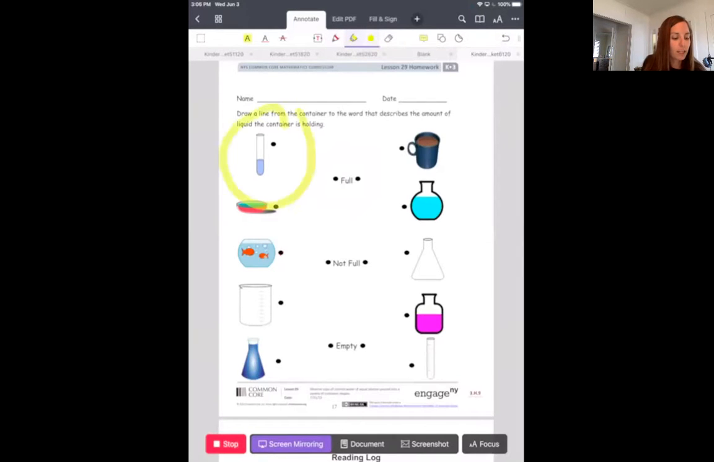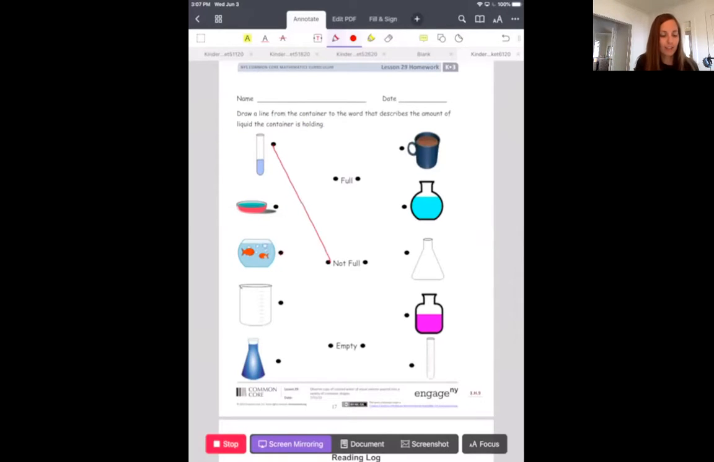So let's look at the first one right here. It looks like it has a test tube, and I want you to look at the water level right here. Do you think that it's full, not full, or empty? Yeah, I would go with not full, because if it was full, it would go all the way to the top. If it was empty, there would be no water or liquid in it. If we were gonna go off of what we just watched, we would say it's nearly empty, but that's not an option. We have not full as an option. So we're gonna stick with that. So not full.